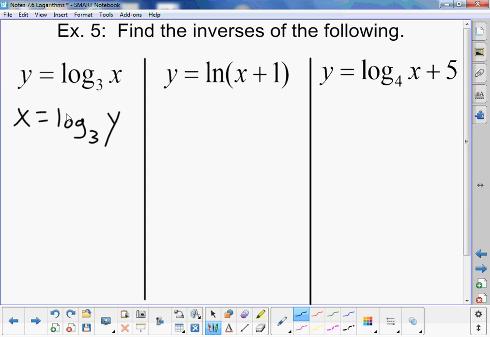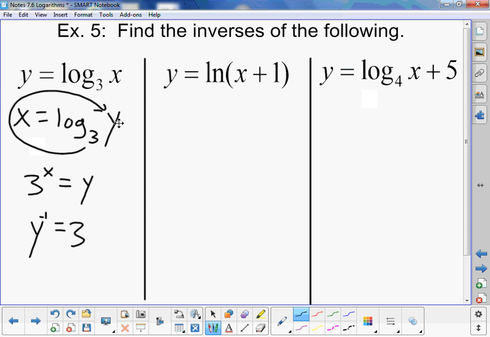So once you have the entire logarithm isolated, then you do the spiral around. So it'll be 3 to the x power is equal to y. We're going to spiral around because that's the definition of logarithm. 3 to the x power equals y. Clean this up a little bit, and the inverse, y inverse, is equal to 3 to the x power. y prime.